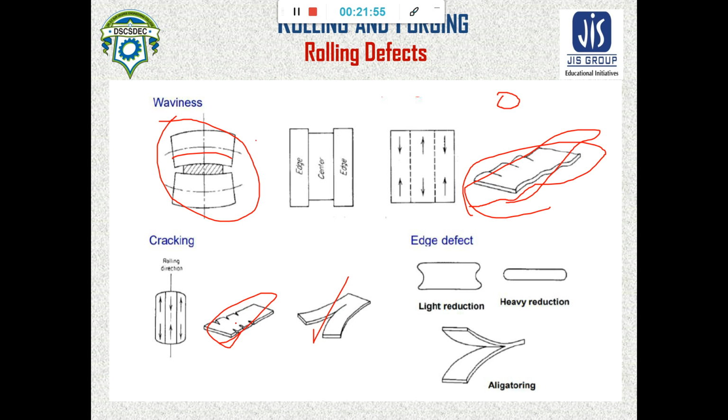Next is alligatoring. Alligatoring means due to non-uniform bulk deformation. If the material breaks into two strips like this, it is called alligatoring. So this alligatoring occurs due to non-uniform bulk deformation in the material. So these are the rolling defects.